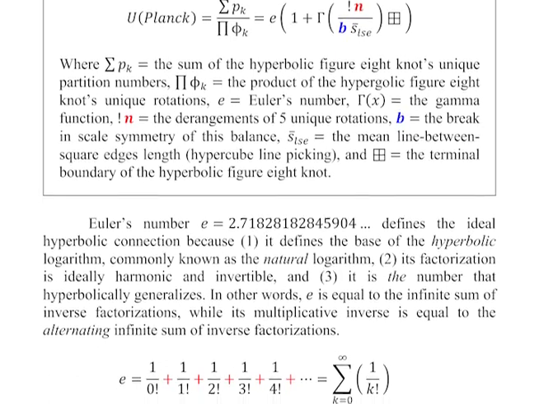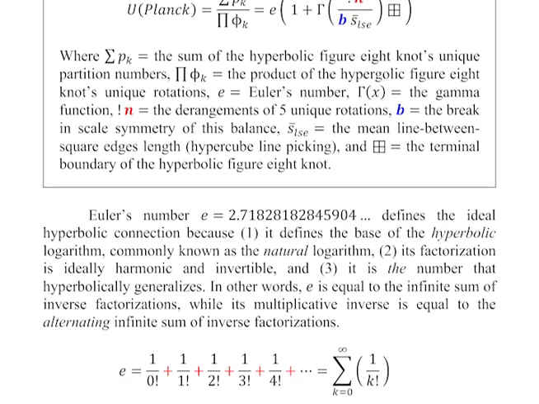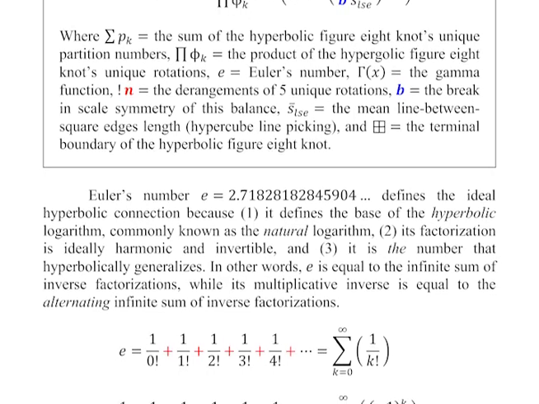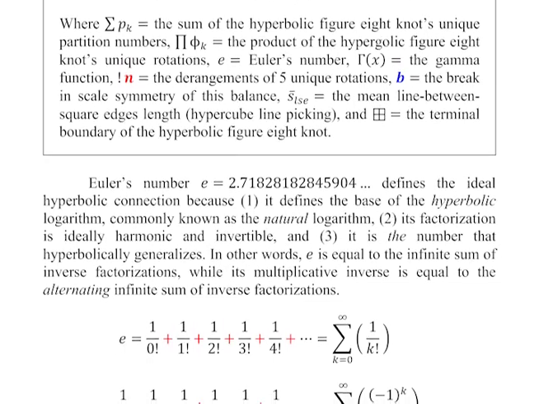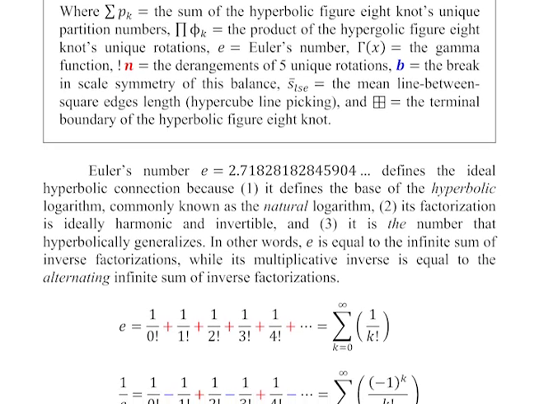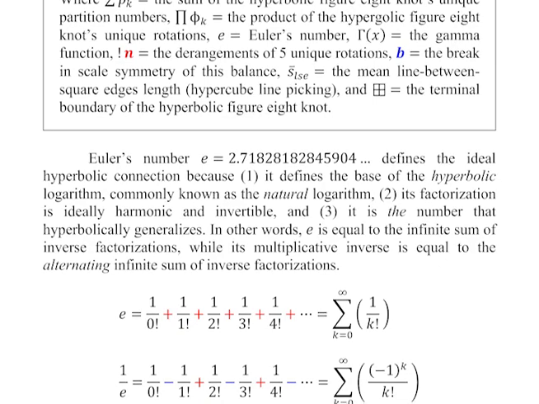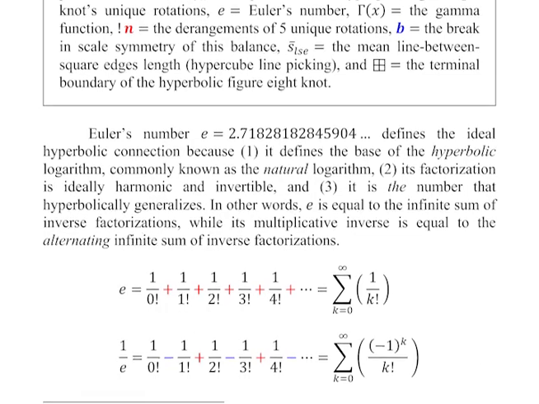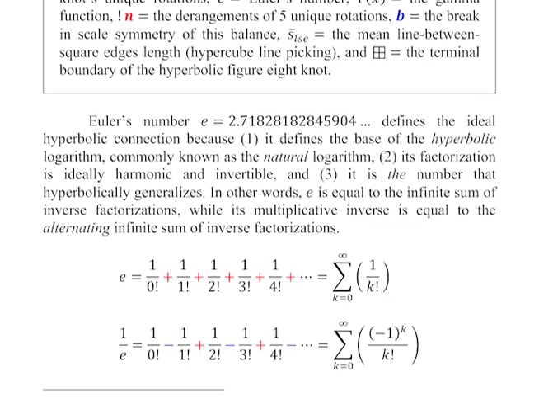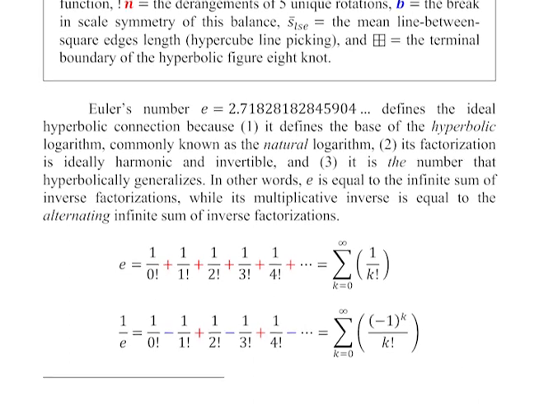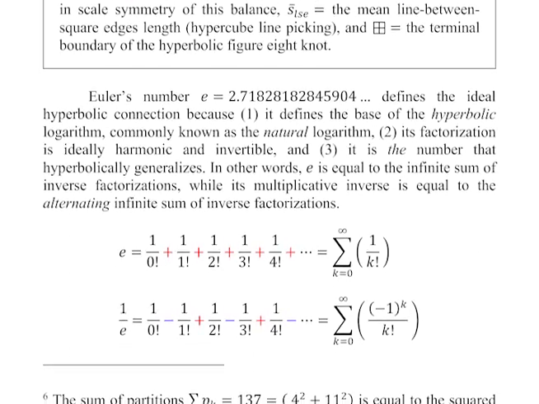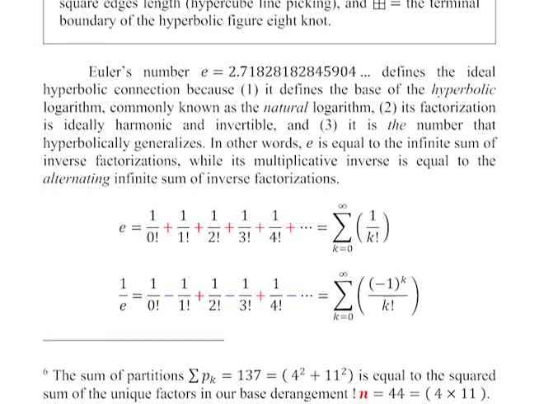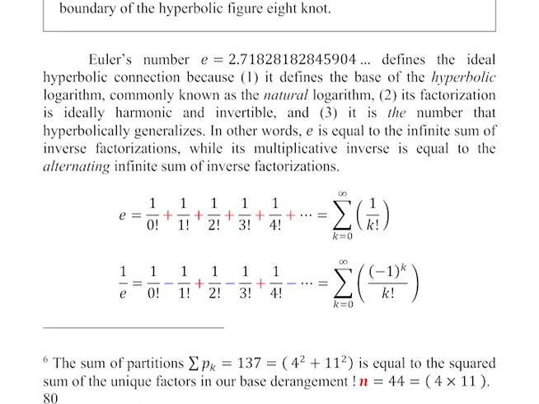In other words, e is equal to the infinite sum of inverse factorizations. It's 1 over 0 factorial plus 1 over 1 factorial plus 1 over 2 factorial plus 1 over 3 factorial plus 1 over 4 factorial and on and on. Its multiplicative inverse, so 1 over e, is given to us by alternating this infinite sum: 1 over 0 factorial minus 1 over 1 factorial plus 1 over 2 factorial minus 1 over 3 factorial plus 1 over 4 factorial minus, and so on. Absolutely delightful. This ideal factorization infinite sequence and its inverse comes just from the sequencing being alternated.